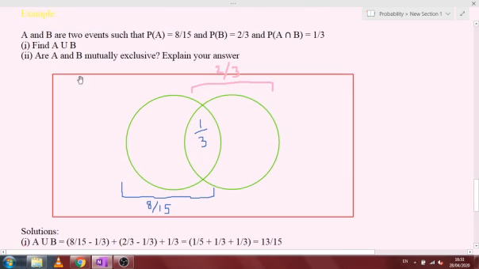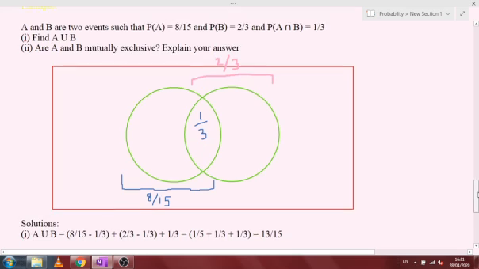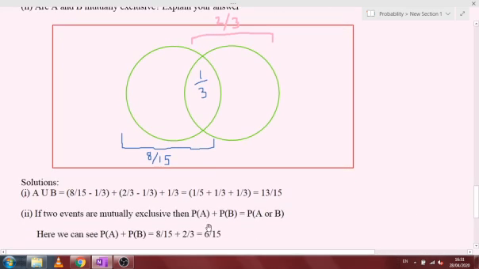Next question we have is, are A and B mutually exclusive? Explain your answer. So again, always a good idea to get back to the theory. In the theory, we have the probability of A plus the probability of B equals the probability of A or B if they're mutually exclusive. So if we figure out these two sides, if they're equal, it is. If they're not, it's not. So the probability of A, that's on the left-hand side, that's 8/15ths. The probability of B, that's on the right-hand side, that's 2/3. So the overall probability of this is 6/15ths.